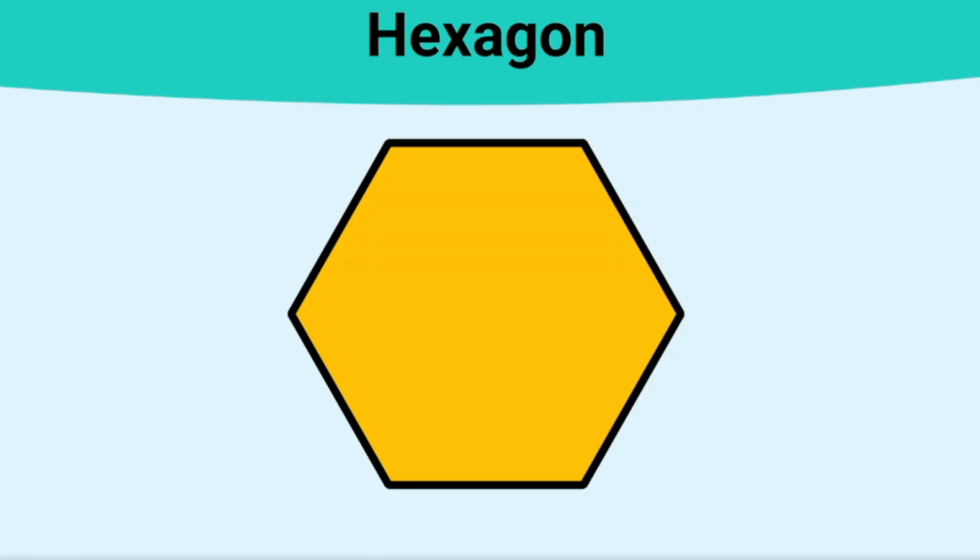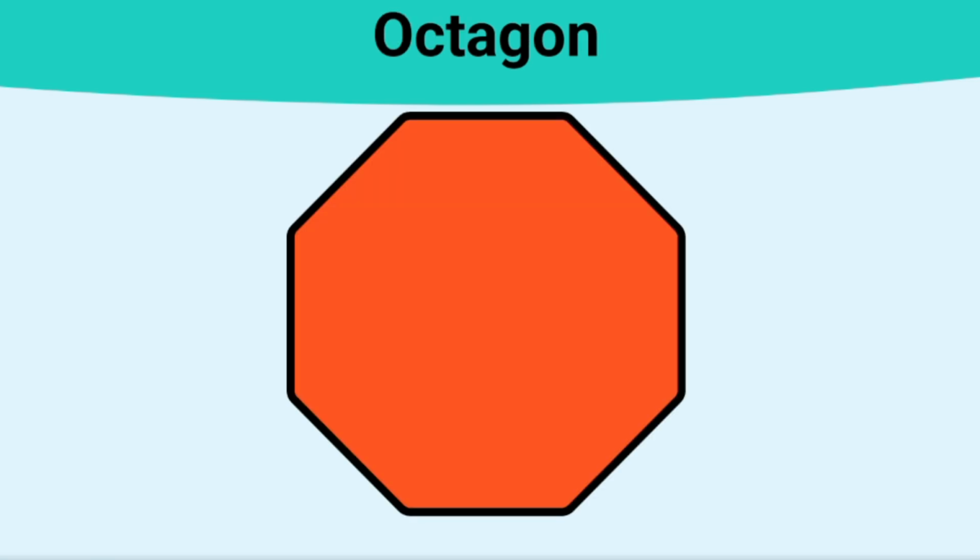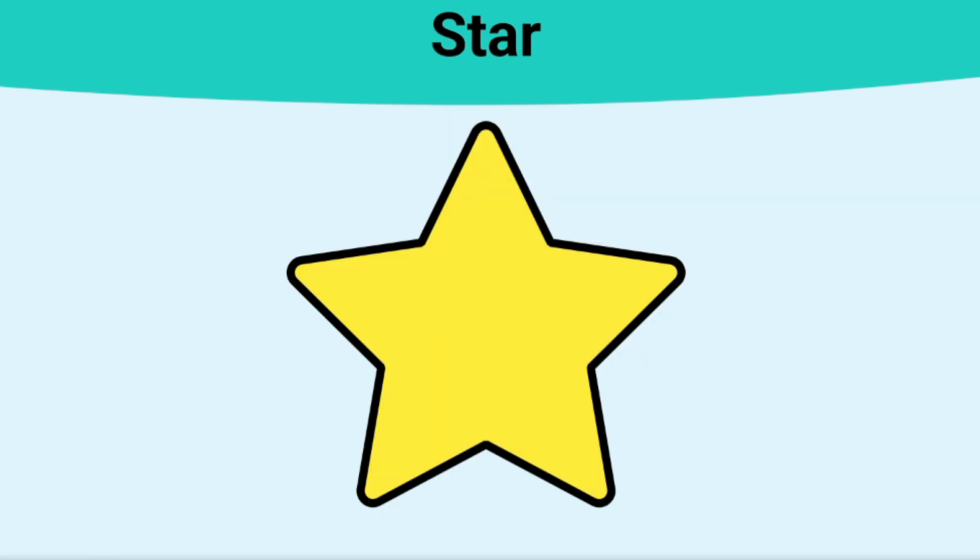Excellent. Next shape is hexagon. Hexagon also has six corners. Octagon. Octagon has eight corners. Next shape is star. Star has four corners. A star is in yellow color. This color is called yellow.